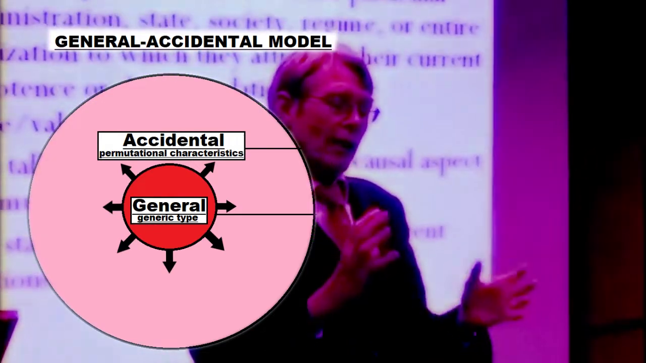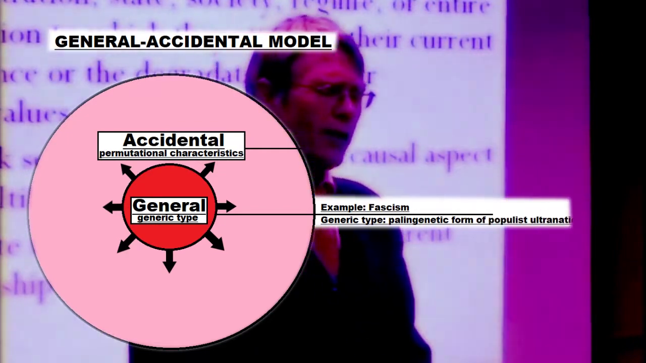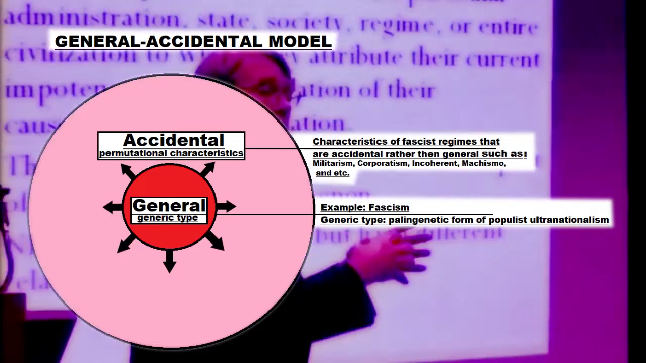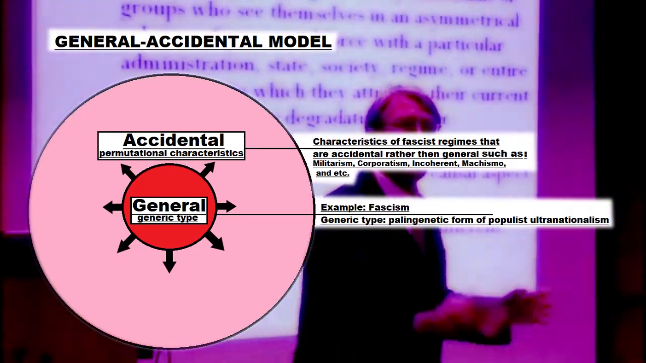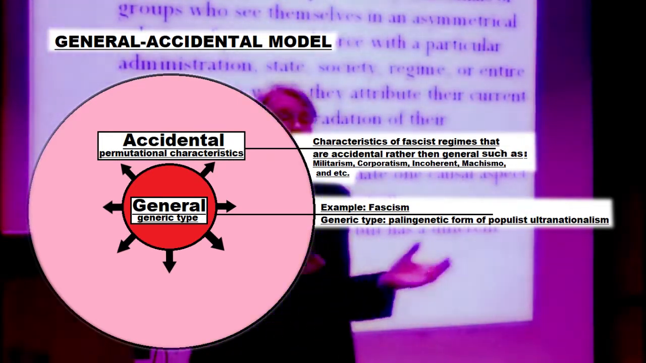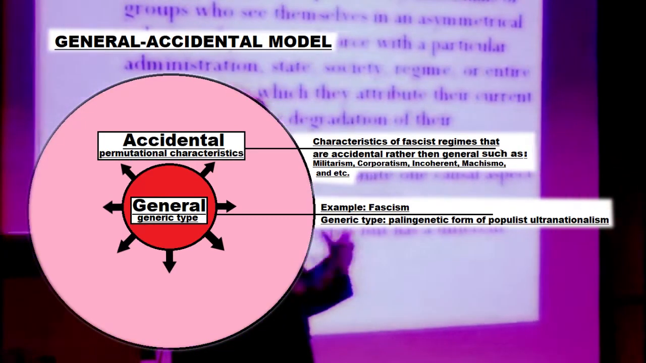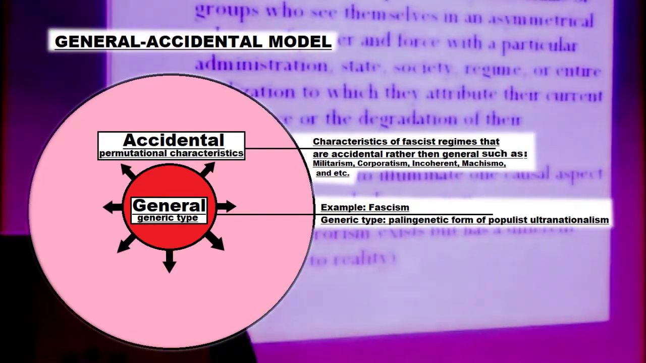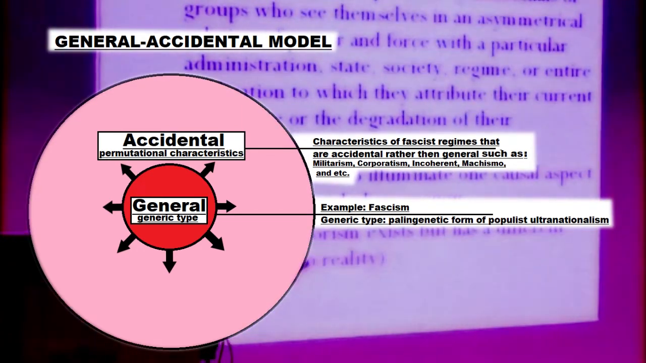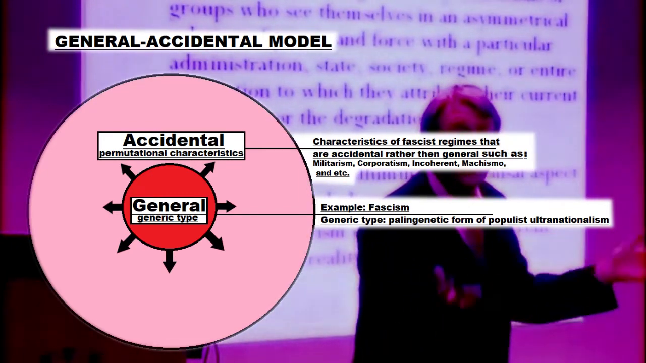The general, which here will be the generic type of fascism, which has been identified as a palingenetic form of populist ultranationalism, and the accidental characteristics used or identified with fascist regimes that extend from this generic type, such as the many that were previously discussed, such as militarism, irrationalism, which often comes from fascism being described as militaristic, corporatism, dirigisme can often follow from prescribing corporatist economics to fascism, incoherent as in defining fascism as having an irrational character due to its internal logic not meaning a standard of rationality, or its own ideological justification containing contradictions or inconsistencies.